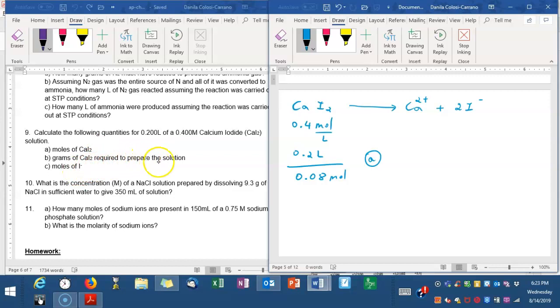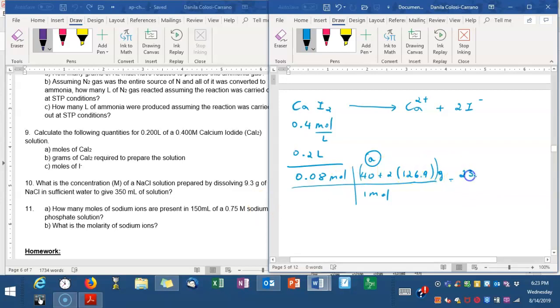The grams developed, well, those are the moles, right? At this point, 1 mole of calcium iodide is made by how many grams? Well, it's 40 for the calcium and 2 for the iodine. The iodine is 126.9. So all of those are grams. So 23.5 are the grams.